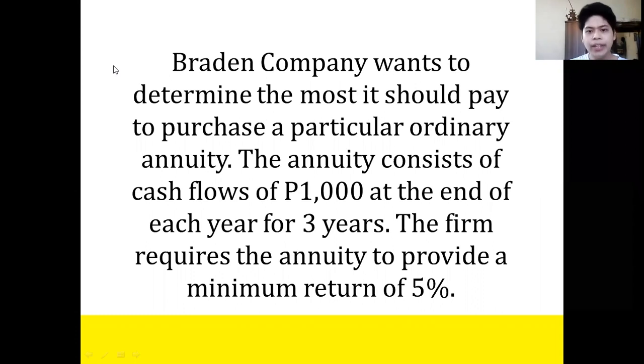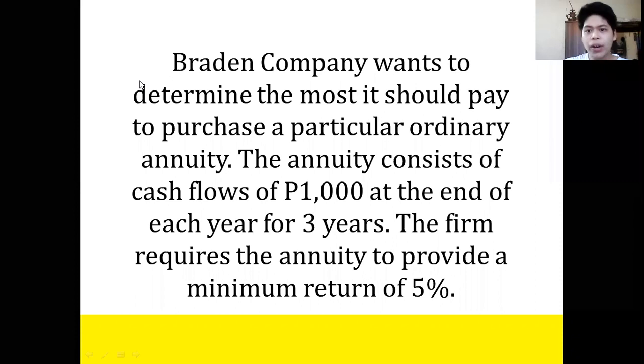Breed and Company wants to determine the most it should pay to purchase a particular ordinary annuity. The annuity consists of cash flows of 1,000 pesos at the end of each year for 3 years. The firm requires the annuity to provide a minimum return of 5%. Okay, so we will prove why this is an annuity.